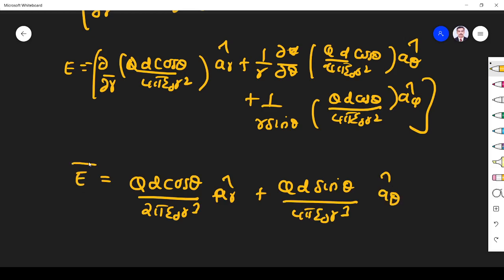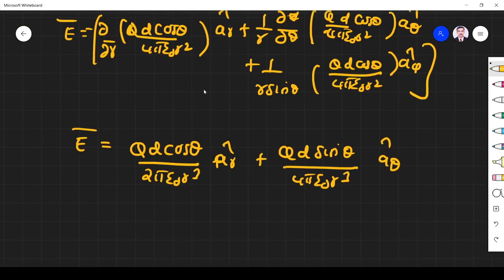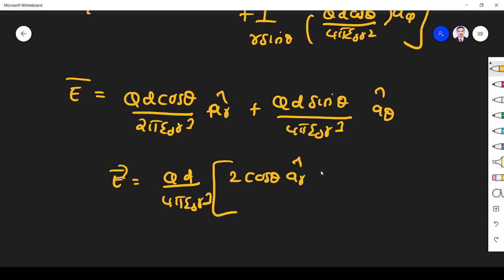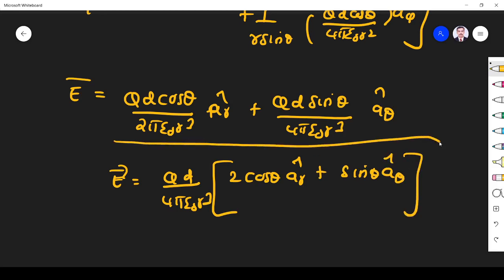This is what our E vector is. So E vector will be like this. Ultimately, the electric field due to dipole is equal to QD common 4 pi epsilon naught R cube. It is 2 pi in the first term, so in the numerator I take 4 pi epsilon naught R cube common, so it will be 2 cos theta AR plus sin theta A theta. This is the electric field due to dipole.